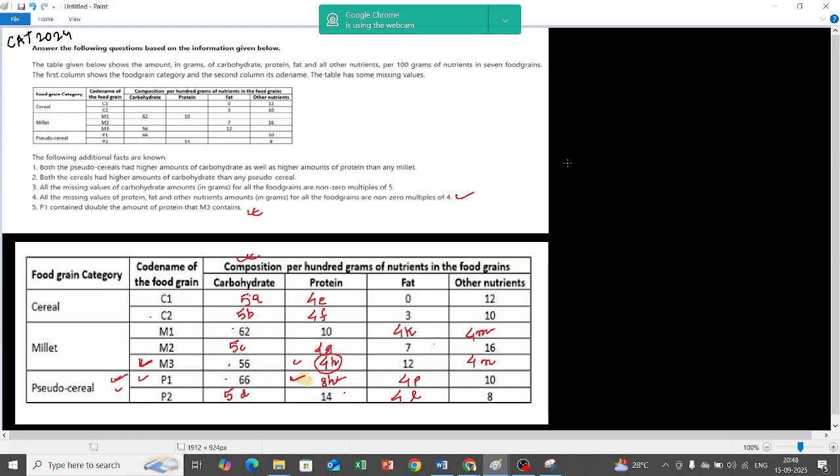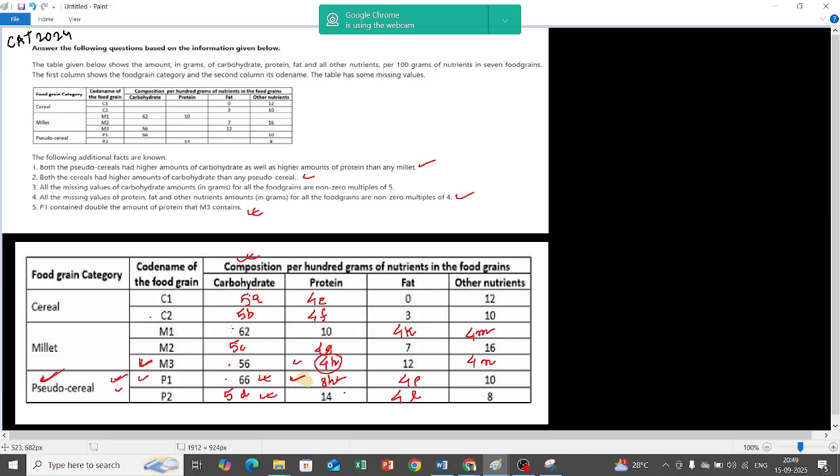4M, 4M, this 4K, all these things we have to find out. How to find out? Now this instruction number 1 and instruction number 2 will help us. Both the pseudo cereals, follow the table. It is difficult, but anyways you have to do that. Both the pseudo cereals had higher amounts of carbohydrate as well as higher amounts of protein than in the millet. So in pseudo cereal we know this is 66, we don't have to bother anything about it, but we know this is 5D.